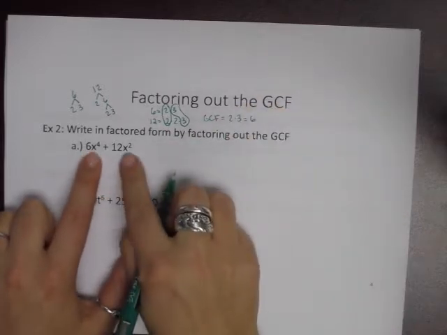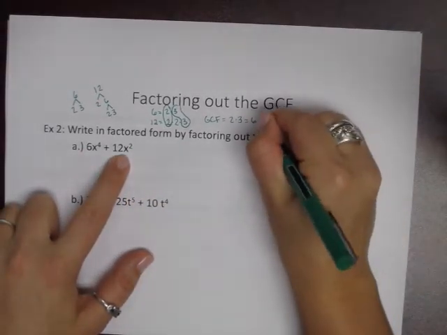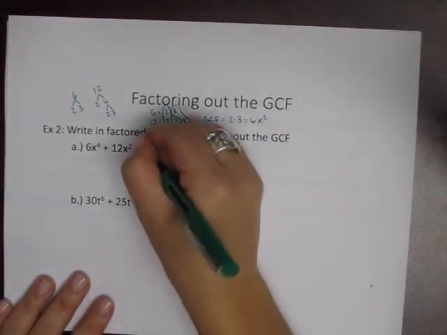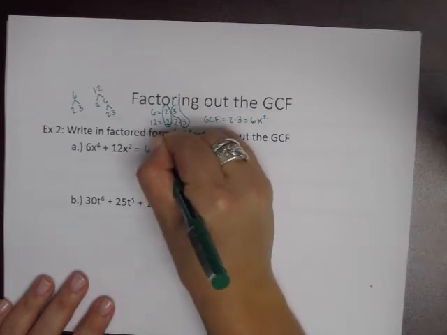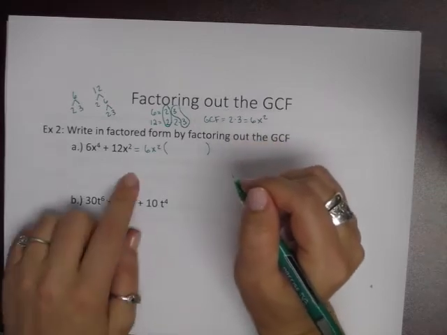And then I look at my exponents. I've got x to the 4th and x to the 2nd. I'm choosing the least exponent, so my smallest exponent, which would be x squared. And that's my GCF. So when I factor out my GCF, I first want to write my GCF, 6x squared, and then I'm going to write my binomial after I reduce it out.